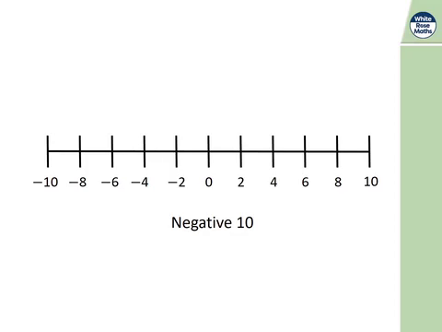Notice there's a lovely symmetry to our numbers. 2 and negative 2 are the same distance from 0. So are 4 and negative 4. And so on as we look at each of our numbers on our number line. They are symmetrical because their distance from 0 is the same on both sides.